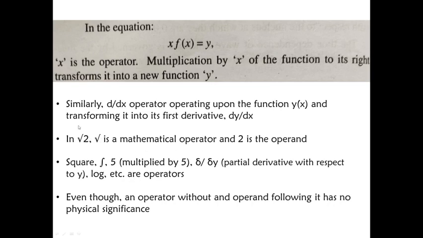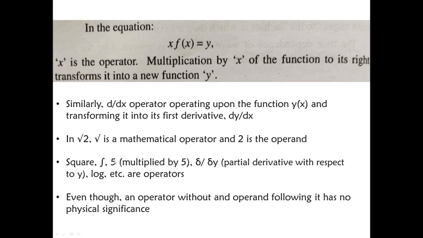So it is acting on the function 2, and then 2 will become the square root of 2. So 2 is converted into another function. Likewise, the square integral 5 multiplied by 5: 5 is an operator acting on another function 5, then we get 25 as a result.